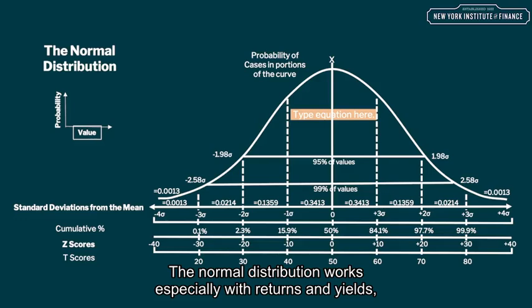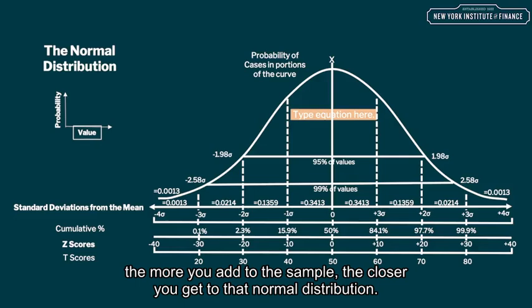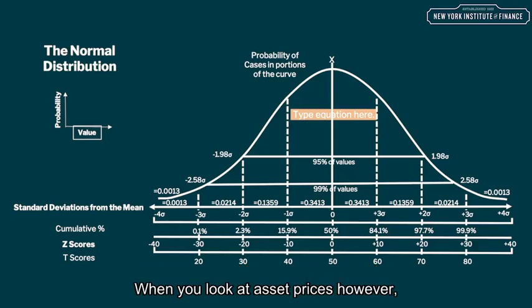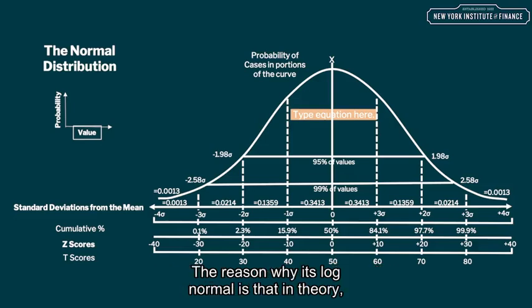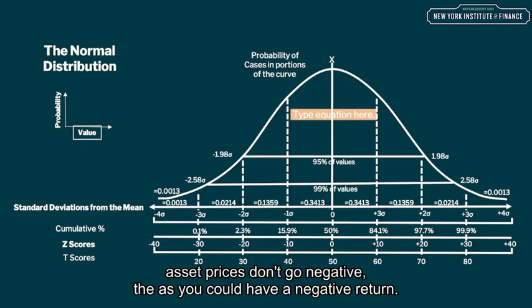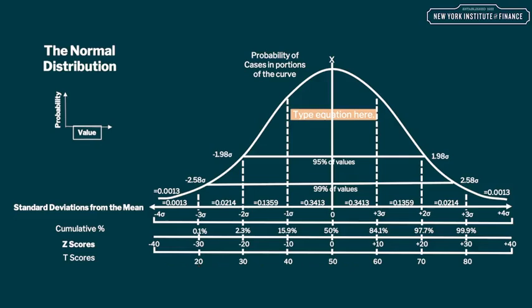The normal distribution works especially well with returns and yields. The more you add to the sample, the closer you get to that normal distribution. When you look at asset prices, however, asset prices have a log normal distribution, which is skewed to the right. The reason it's log normal is that in theory, asset prices don't go negative, the same as you could have a negative return.